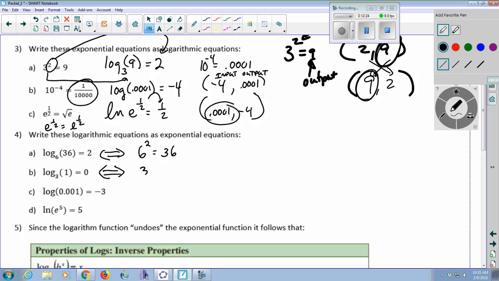Base 3. The answer to my log is my exponent. 3 to the 0 is 1. Everything is good. So 3 to this power equals 6 to this power equals.